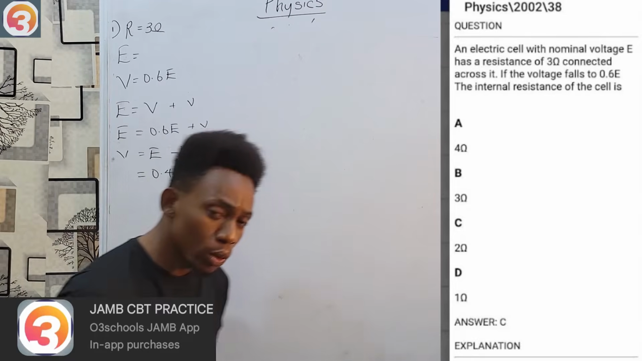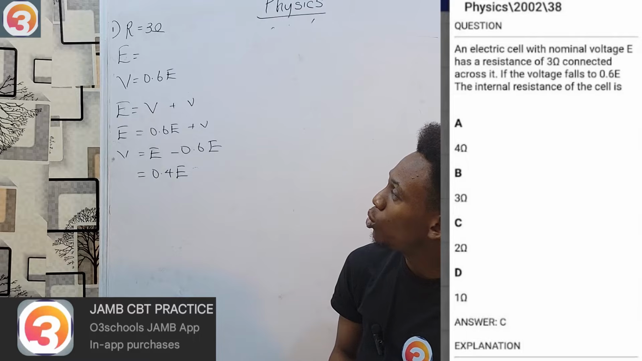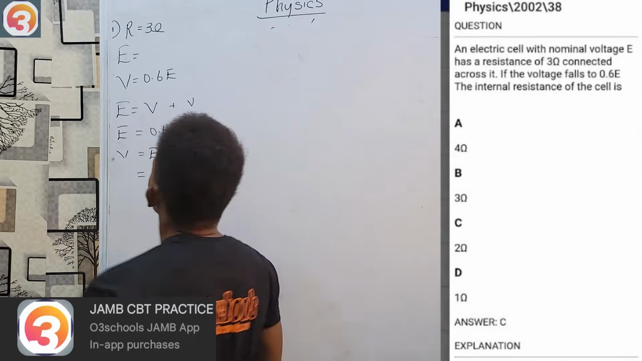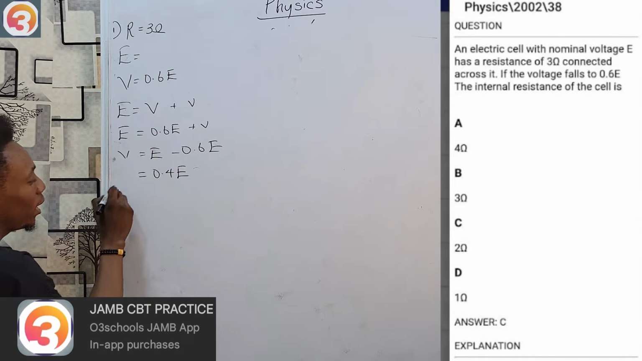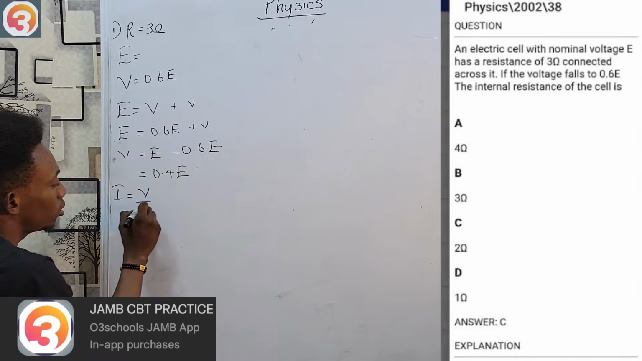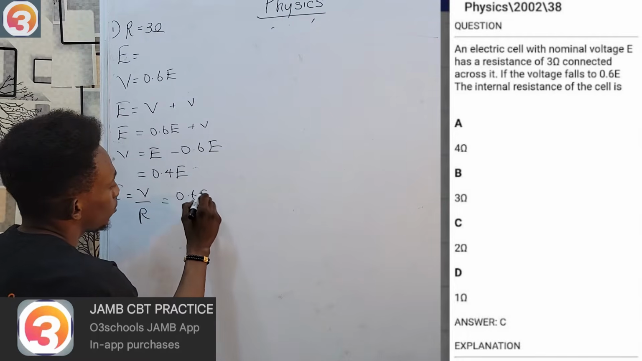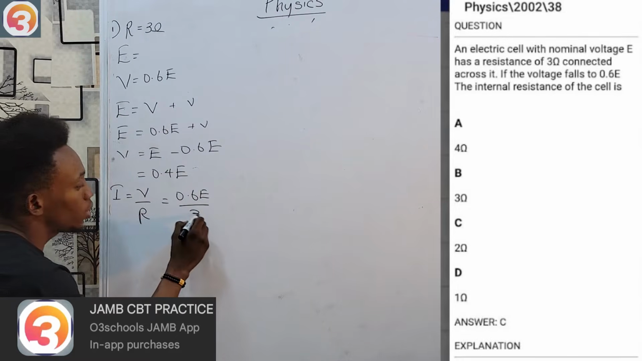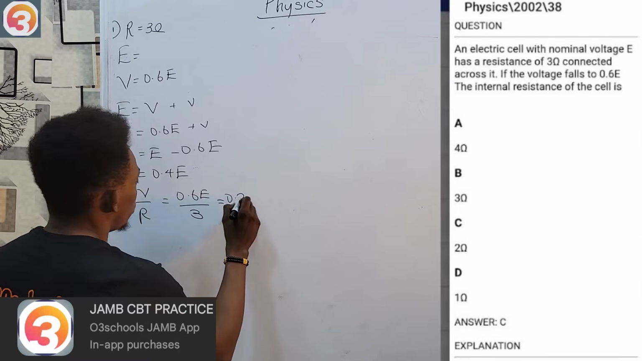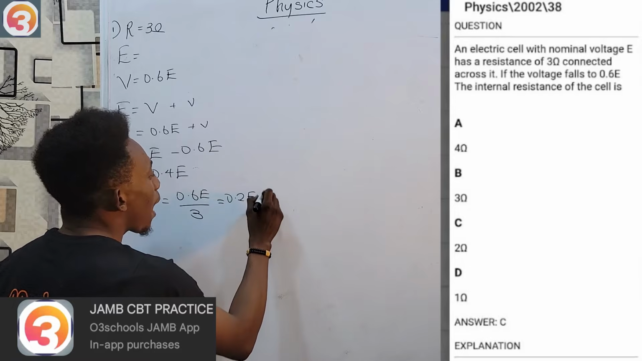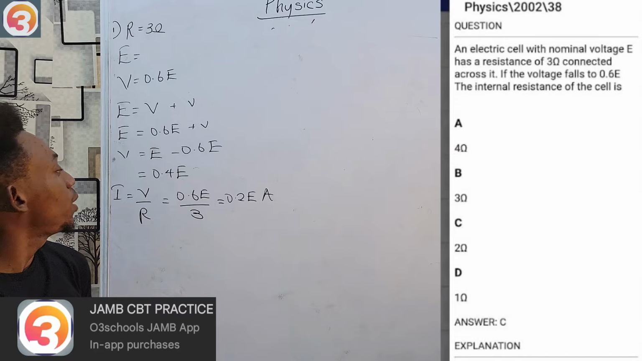However, having done this, the question now becomes, okay, how has this helped me? Do I know what to do next? Then I ask myself, going back to my big V and R, I know that I equals big V over R. Big V is 0.6 E and R is 3 ohms. 0.6 E over 3 gives me 0.2 E amperes. So my current is 0.2 E amperes.